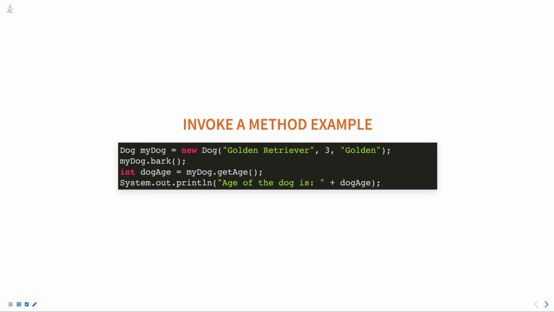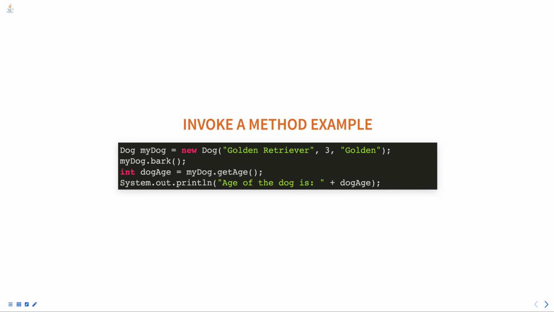The second method called, getAge, returns the age of the dog and stores it in the variable dogAge. Finally, the age of the dog is printed by using the println statement.